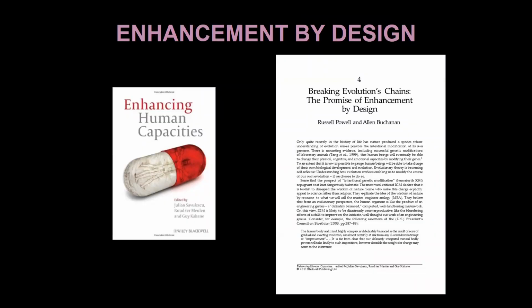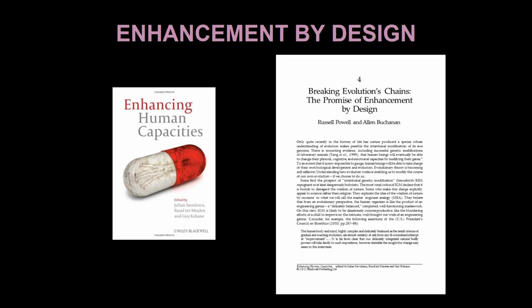Here we have a chapter from Enhancing Human Capacities, that book I just pointed out. This one by Powell and Buchanan. And here's the promise that we're breaking evolution's chains, right? The promise of enhancement by design. They start by saying, only quite recently in the history of life has nature produced a species whose understanding of evolution makes possible the intentional modification of its own genome, right? Eugenics, the self-direction of human evolution, right?